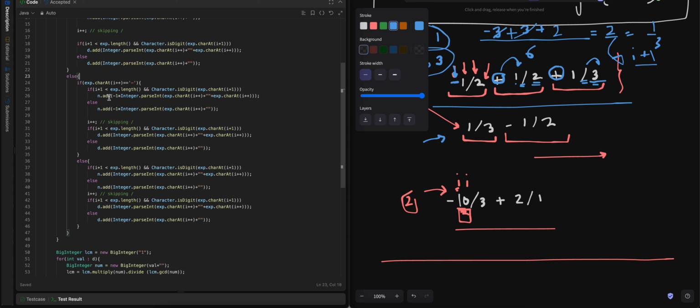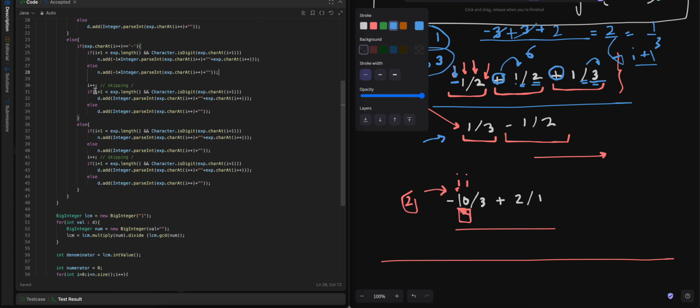In that case, if the fraction comes as negative, then we have to store the numerator as a negative value. That's what we are doing: we are multiplying it by minus 1 and then storing. The first case is when a two-digit number, 10, comes, and the second is for all the single digits. Then after the numerator is processed, we are skipping the divide, and then we are processing the denominator here. This is for the negative fraction.